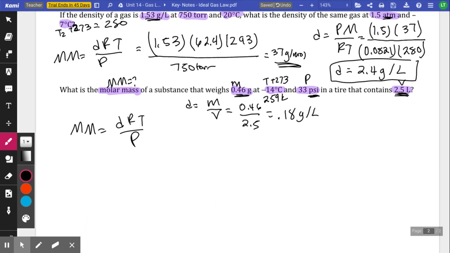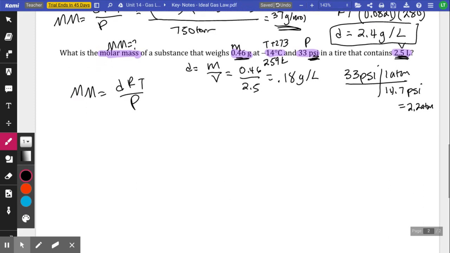Like I said already, we don't have an R value for PSI, so we do need to convert PSI as well. So 33 PSI, 14.7 PSI. This is all on your formula chart. I don't think PSI is, but it's the conversions for pressure on your formula chart. So 14.7 PSI is 1 atmosphere. 33 divided by 14.7 gives us that this is 2.2 atmospheres.